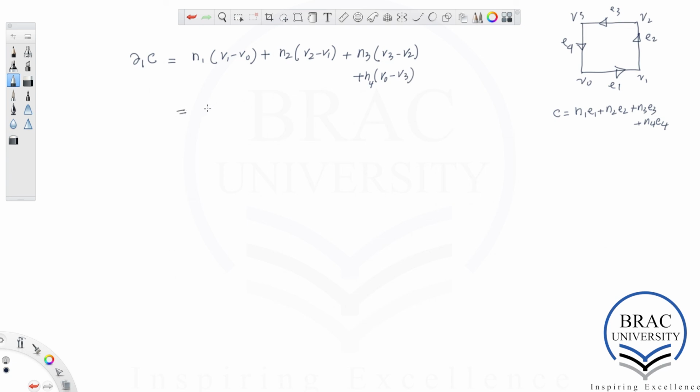So this reduces to the following expression: N4 minus N1 times V0, plus N1 minus N2 times V1, plus N2 minus N3 times V2, plus N3 minus N4 times V3. So this was equation number 6, and this is equation number 7.